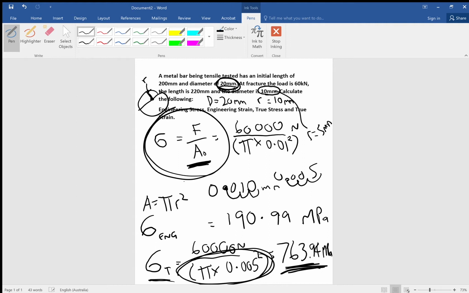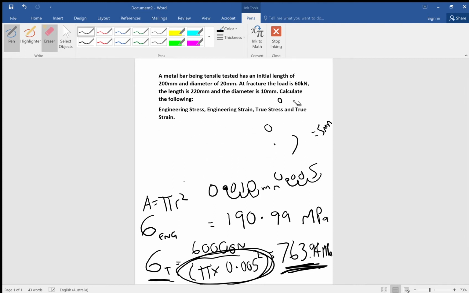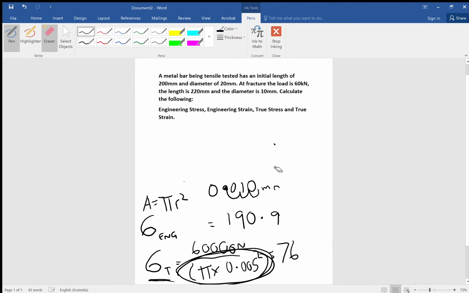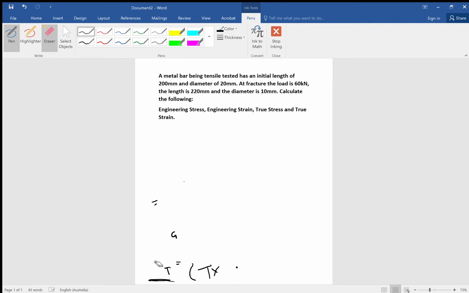Have a go at doing this question, or actually I'll send you an email about this particular way of working, and you can maybe do a question of your own, or we'll do one in class. So there we have it. Now we've done stress, now we have to do strain. Now strain is about length, okay? Stress is about forces over area, strain is about lengths. Okay, so let's now work out our engineering strain and our true strain.